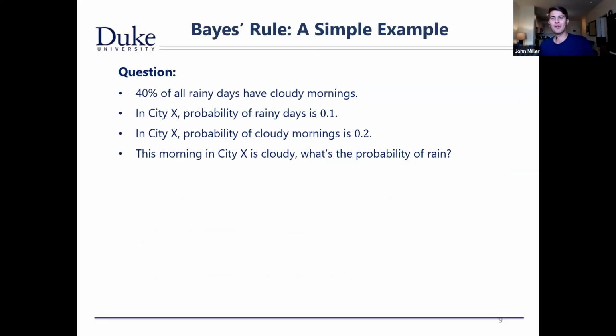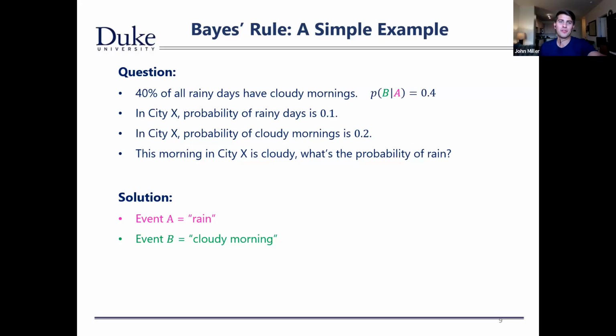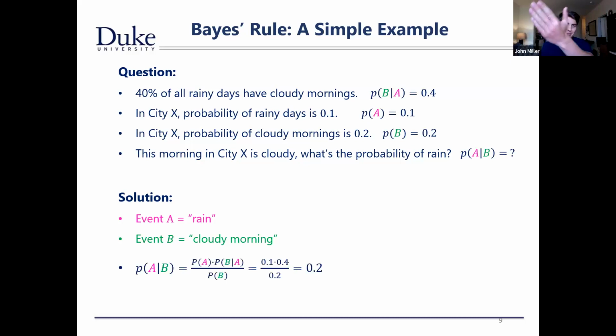But just to go through a very simple, tangible example of Bayes' rule in action, let's say we know that 40% of all rainy days will have a cloudy morning. And in this particular city of interest, 10% of days are rainy, 20% of days are cloudy. And then the question is, if it's cloudy today, what's the probability of rain? We can fit this into the language of Bayes' rule: event A, we'll call it rain. Event B, we'll call having a cloudy morning. Given that it's rainy, there's a 40% chance of clouds, 10% chance of rain, 20% chance of clouds. And then we want to flip this direction of conditioning. We just plug everything into Bayes' rule and we get a nice answer simply.